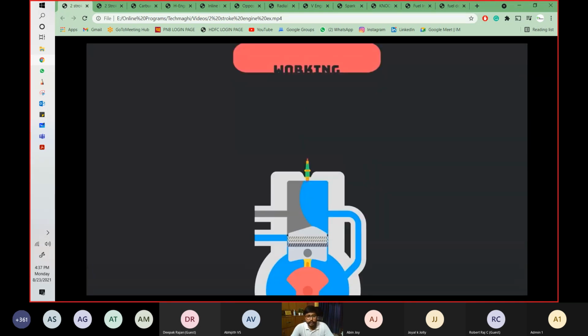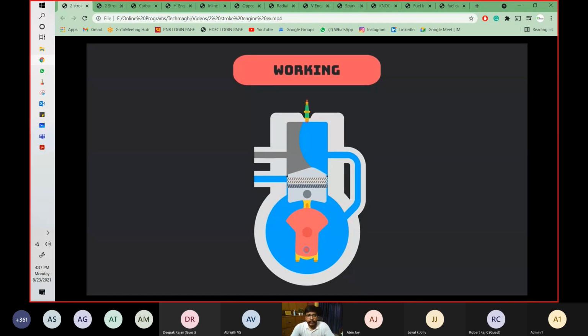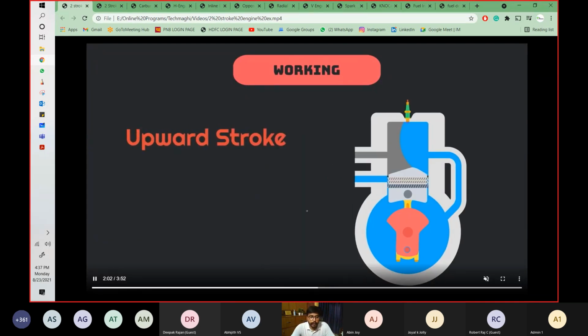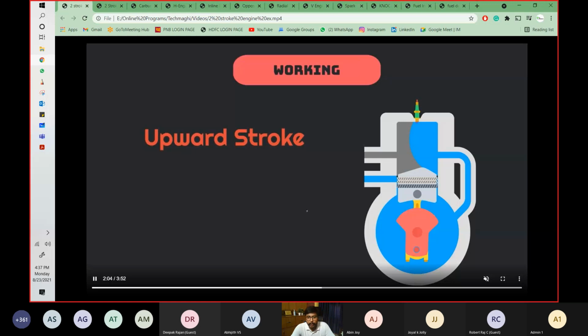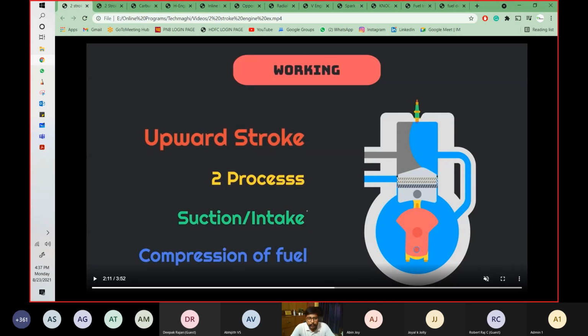Now there will be two strokes. In working, there will be two strokes. So there is one upward stroke and there is one downward stroke. So in the upward stroke, two processes happen, suction or intake. If you remember, in the 4-stroke engine, first suction was happening, then compression was happening, and we called them two separate strokes. But in this, we call it the upward stroke. And in this upward stroke, only two processes are happening, which are suction and compression.